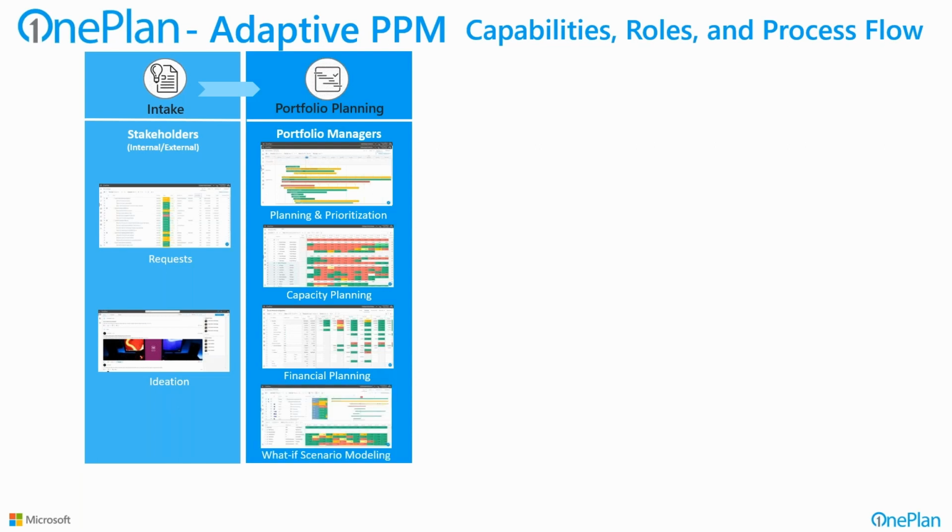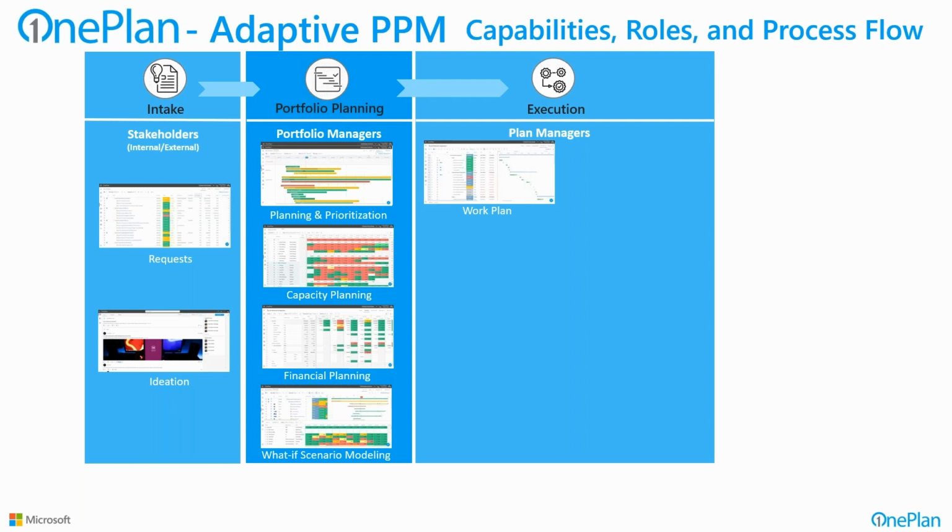And what-if scenario modeling? Nothing stays the same in project and portfolio management, and we're always responding to change. So how do we evaluate potential alternatives when change hits us in the face? Then we move on to execution once we decide what we're going to do. And then there's work planning that has to be done either in more of a waterfall fashion or an agile planning fashion. And OnePlan does those well within and of itself.